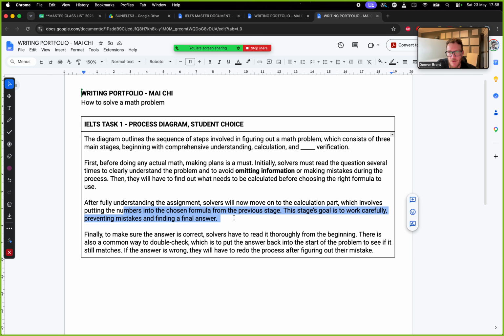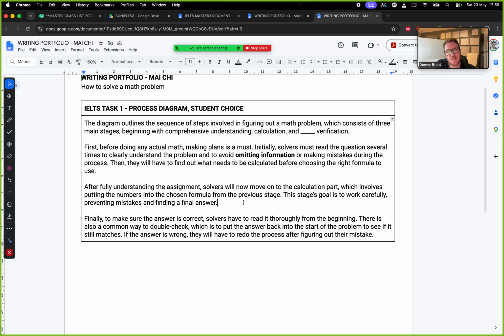After fully understanding the assignment, solvers will now move on to the calculation part, which involves putting the numbers into the chosen formula from the previous stage. This stage's goal is to work carefully, preventing mistakes and finding a final answer. Excellent.